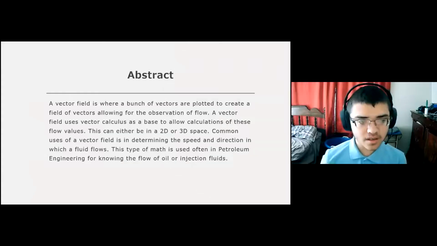A vector field is where a bunch of vectors are plotted to create a field of vectors, allowing for the observation of flow. A vector field uses vector calculus as a base to allow calculations of these types of flows. This can either be 2D or in a 3D space. Common uses of a vector field is in determining the speed and direction in which a fluid flows.